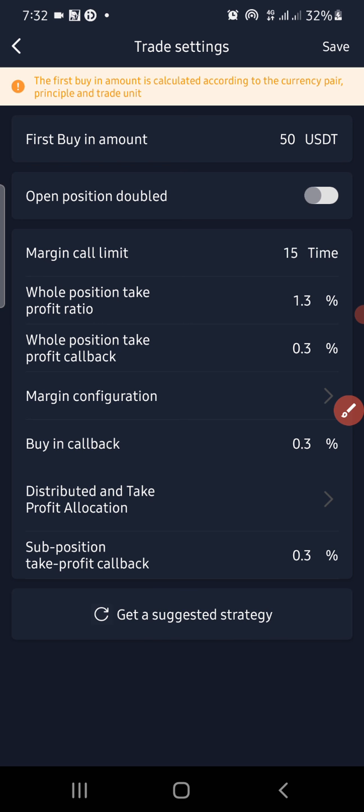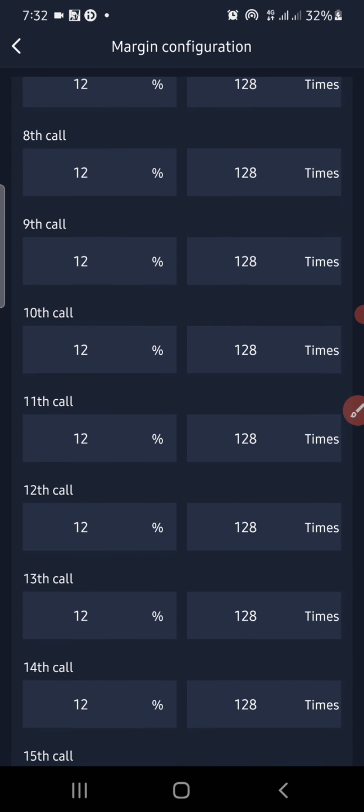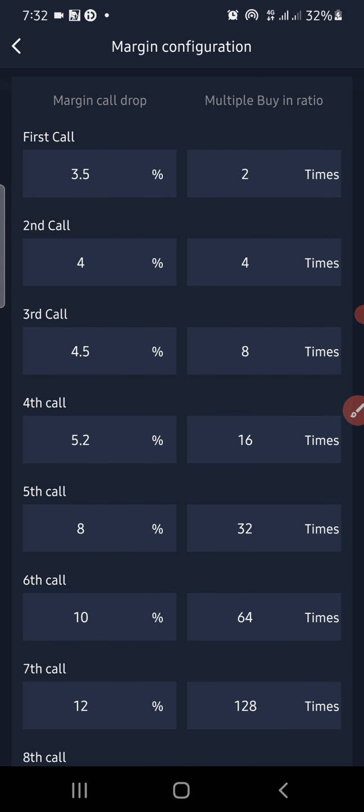Open margin configuration. Can you see first call, second call, third call, up to the 15th call? Because you already chose 15 as your margin call limit, that's why you are having 15 times here. For each of these, you are instructing the bot to buy at a particular percentage decrease in price.